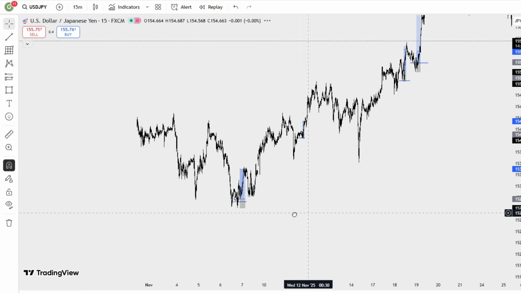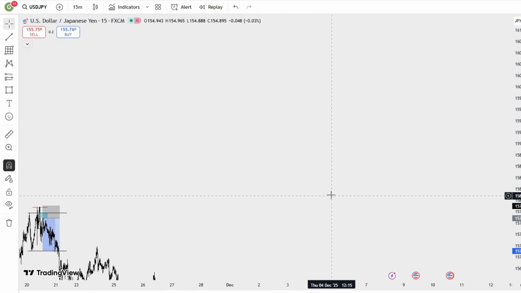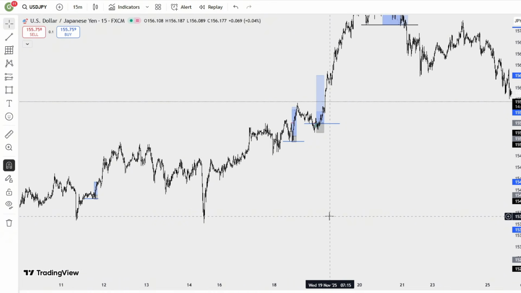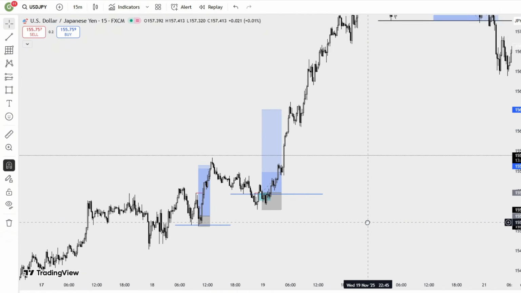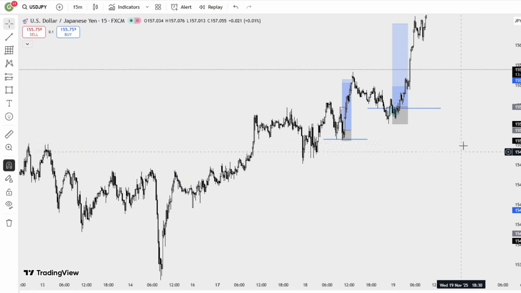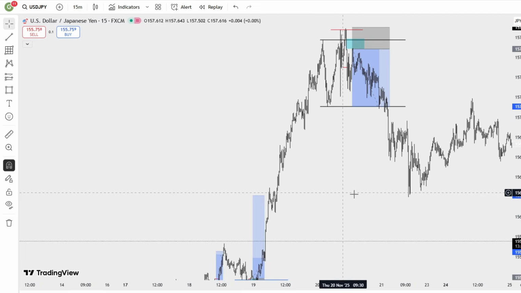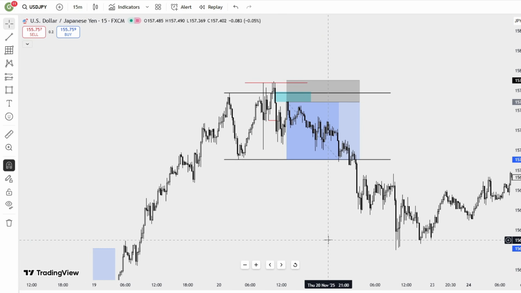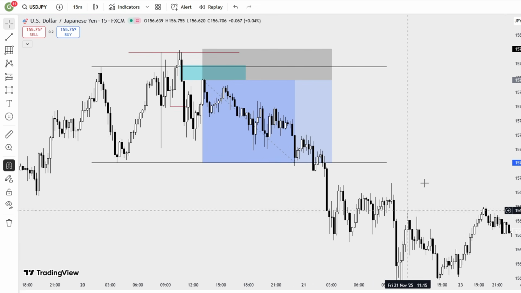You can have these two types of entries, and I wish you guys to focus more on the model number 1 entry than number 2. Then as you gain confidence and experience, you go to model number 2, and maybe you can drop one time frame. Okay, but I do not recommend you to go to model number 2 before you master model number 1, right?